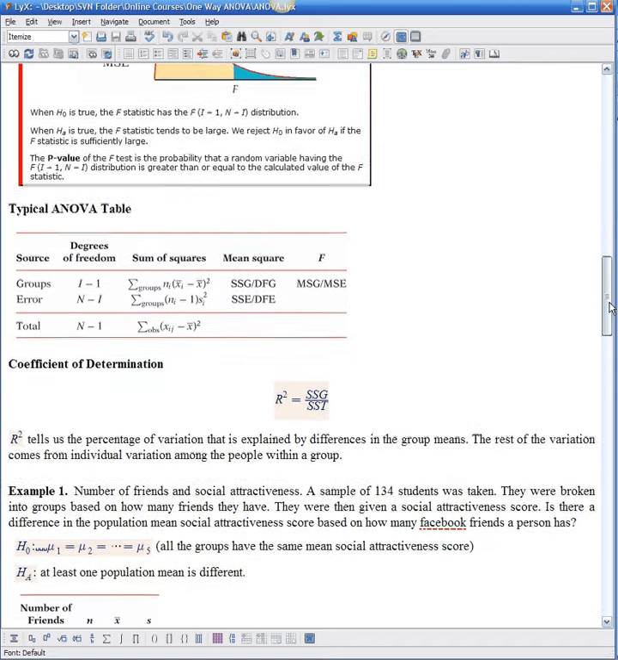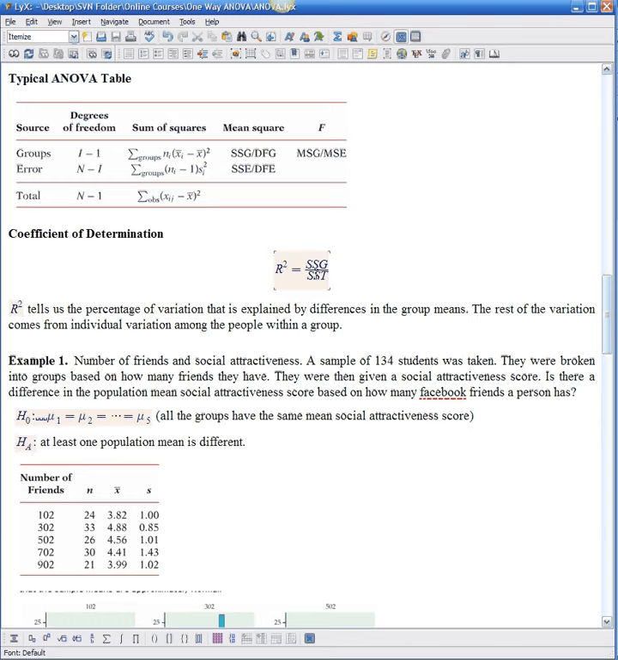You also have the coefficient of determination. So R squared is actually SSG over SST, and R squared tells you the percentage of variation that's explained by the differences in the group means. So if R squared equals 0.11, then you can say 11% of the variation is explained by the group means, so the actual groups have different means. And the rest of the variation would just be the variation that comes within a group.